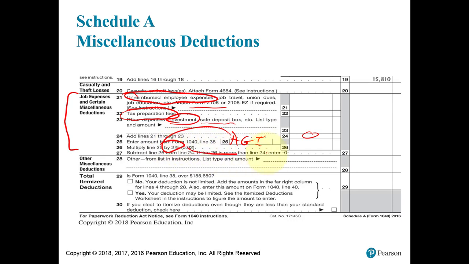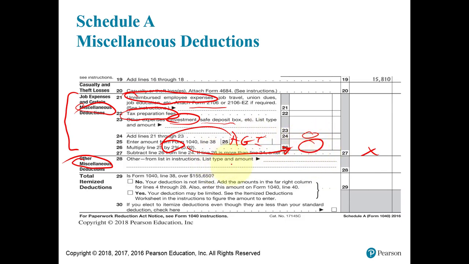2% of AGI is now subtracted from this miscellaneous to get what's left over to be deductible, which may be zero if you have little amounts of deductions and a big AGI. Now, the next section is also miscellaneous, just like this miscellaneous here. But these miscellaneous deductions that have no description here that you have to fill in have no 2% AGI reduction.